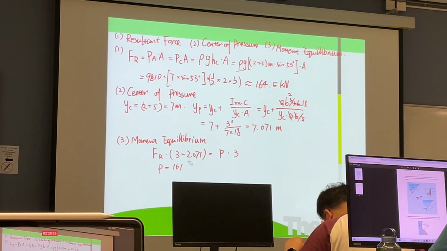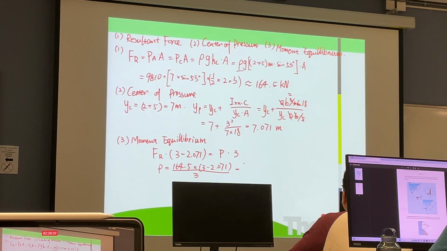We multiply by 3 subtract 2.071 and divide by the 3 meter, and this is found to be about 50.9 kilonewton. Okay, it's about 50.9 kilonewton. All right. So this is the force P necessary to hold the gate in place.